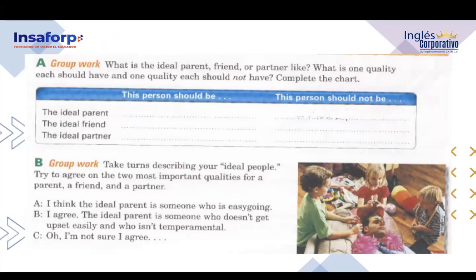All right, I need a volunteer who can help me with this one. Who's my volunteer, please? For reading the letter A. Thank you, Alicia. Go ahead. A, group work. What is the ideal parent, friend, or partner like? What is one quality it should have and one quality it should not have? Complete the chart. Thank you very much.